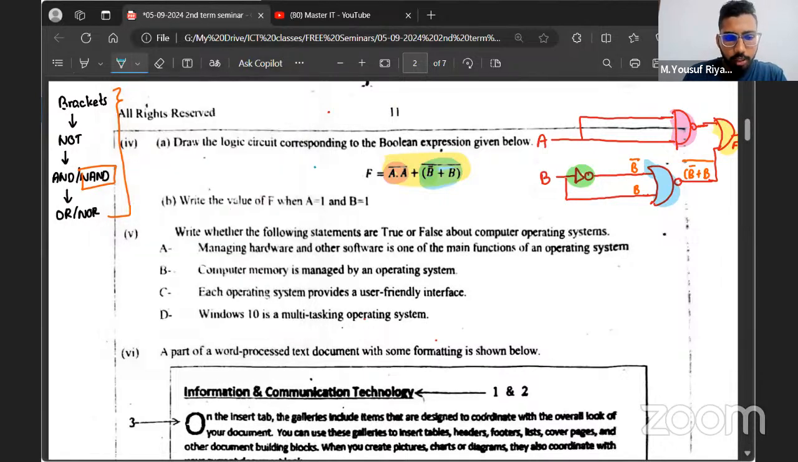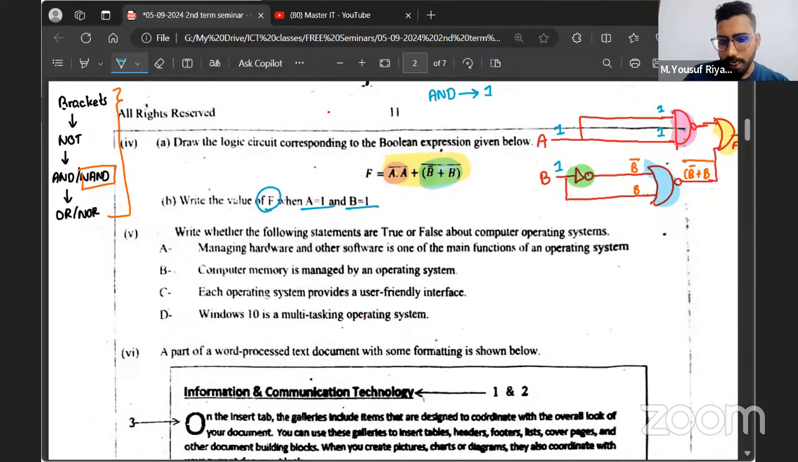Let's see. The next question says, find the value of F when A equals 1 and B equals 1. So let's say A is 1, B is 1. If A is 1, in the top pin it's going to have 1, and in the bottom pin it's going to have 1. Before we find the value of the pink gate, tell me, if that pink gate was an AND gate, what would be the result? I have highlighted it in pink here. If it was an AND gate, the result would have been 1.